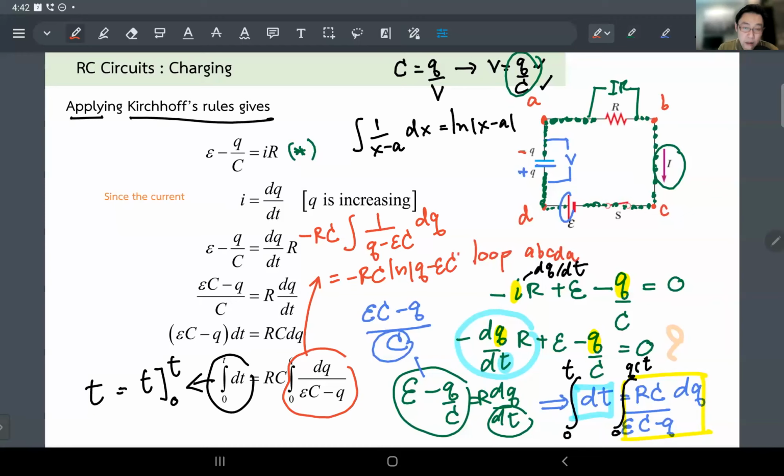Let me start from A, M, P, B, A. Cool. That's the left hand loop there. So that means I'm going to start from point A here, the blue dot. Now start analyzing counterclockwise.